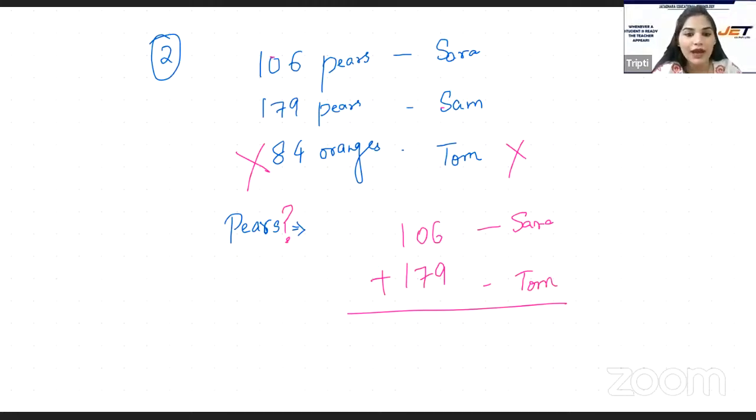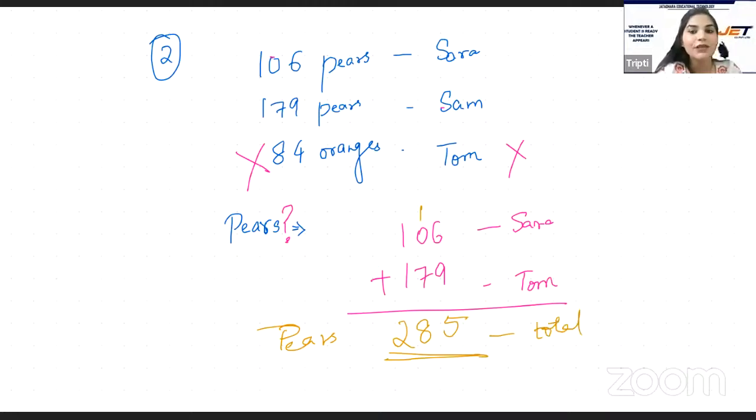So here we are supposed to add. 9 plus 6 is 15, 1 carried here, 5 here. 7 plus 1 is 8, 1 plus 1 is 2. That means a total of 285 pears are picked altogether, right? So that's how you have to do.